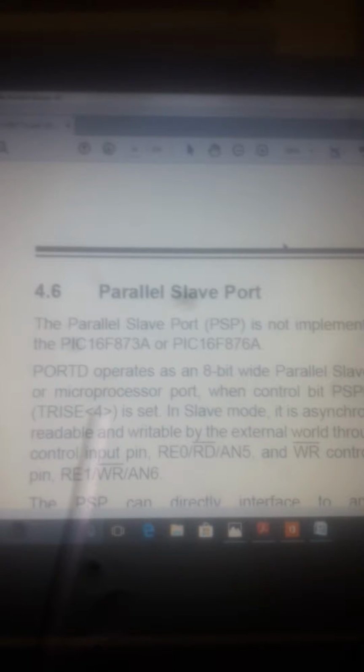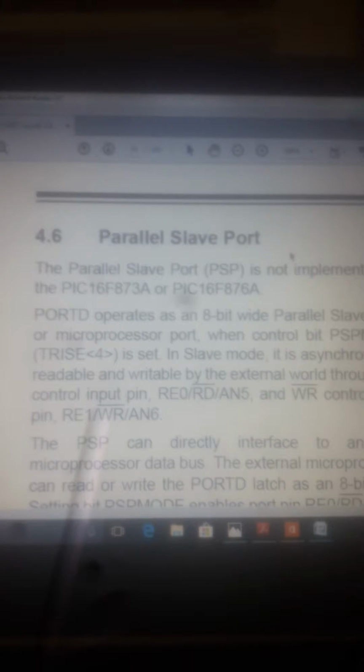Today we will see the parallel slave port in the PIC16F877A microcontroller. The parallel slave port is not implemented on the PIC16F873A and 876. It is implemented only in the 877A and 877. Port D operates as an 8-bit wide parallel slave port or microprocessor port.